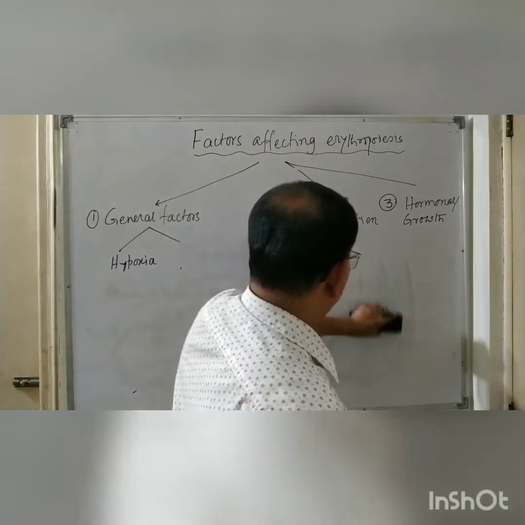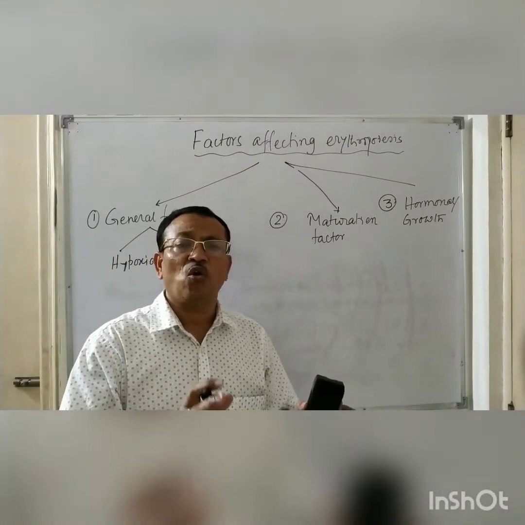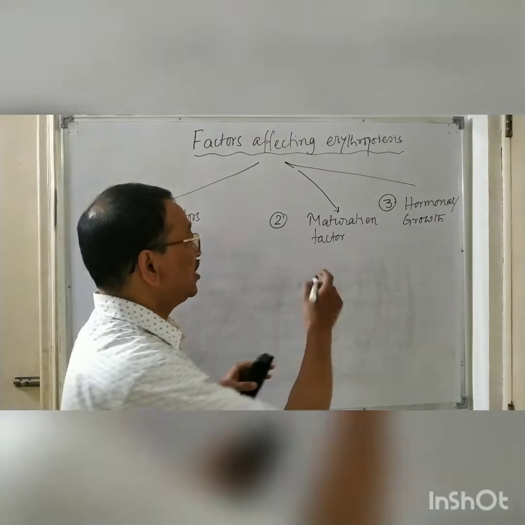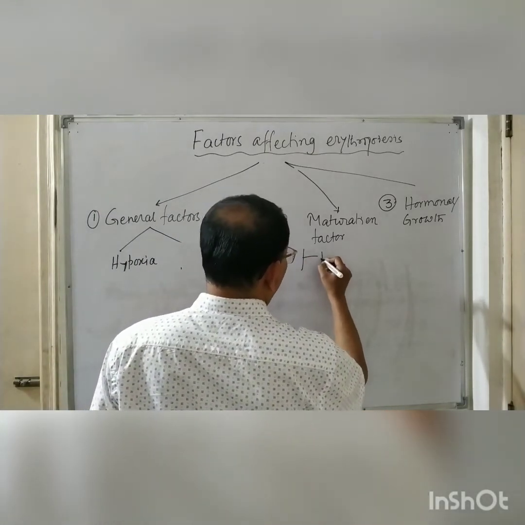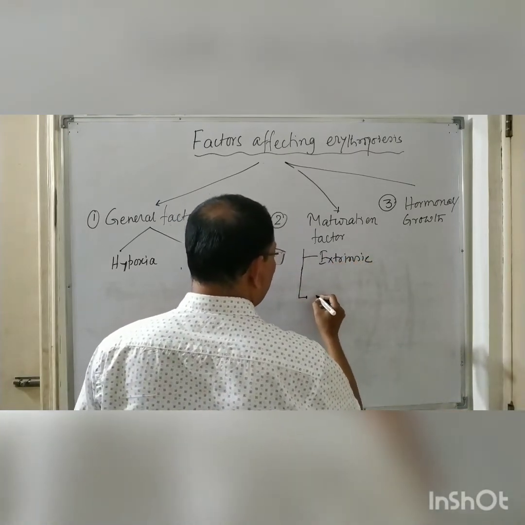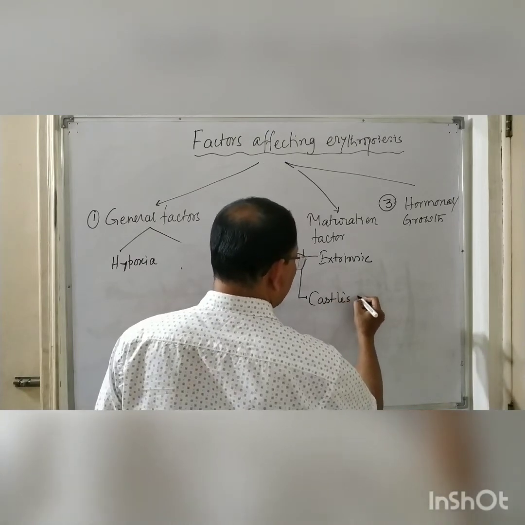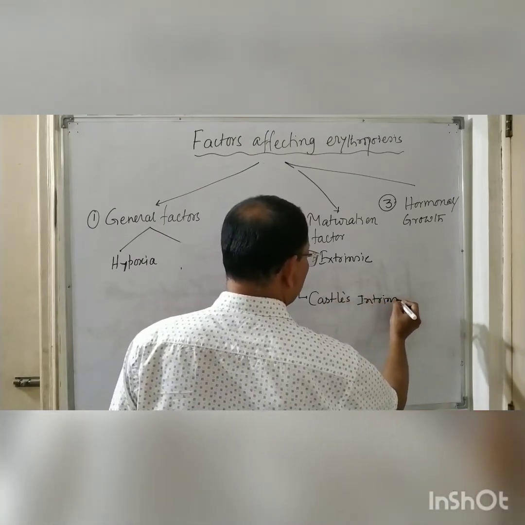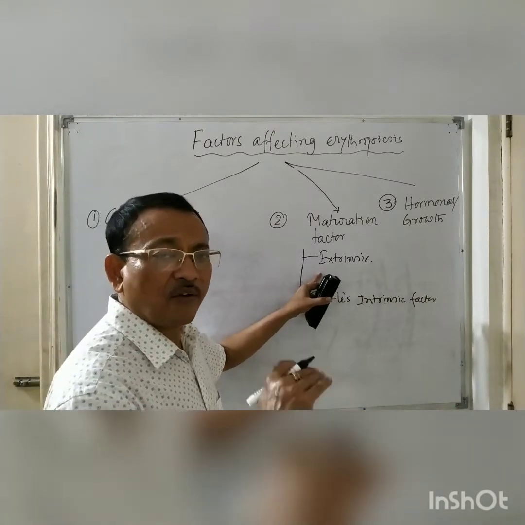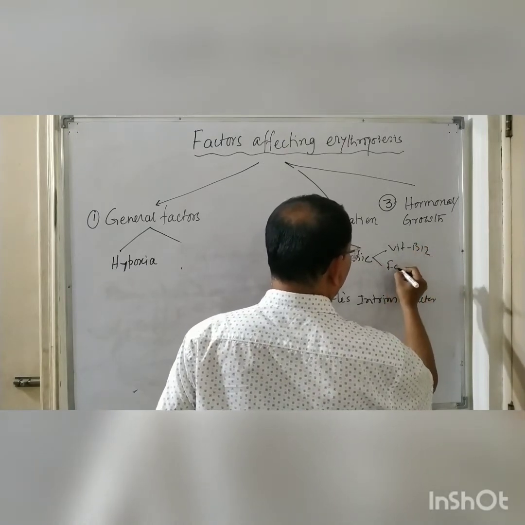As I told, from the name it implies that maturation factors are the factors which help in maturation of the RBC. So what are those factors? Under these, there are two categories. First one is known as the extrinsic factor, and second one is known as the intrinsic factor, which was first identified by scientist Castle and thereby known as Castle's intrinsic factor. Extrinsic means from outside the body. What are those substances? Vitamin B12 and folic acid.